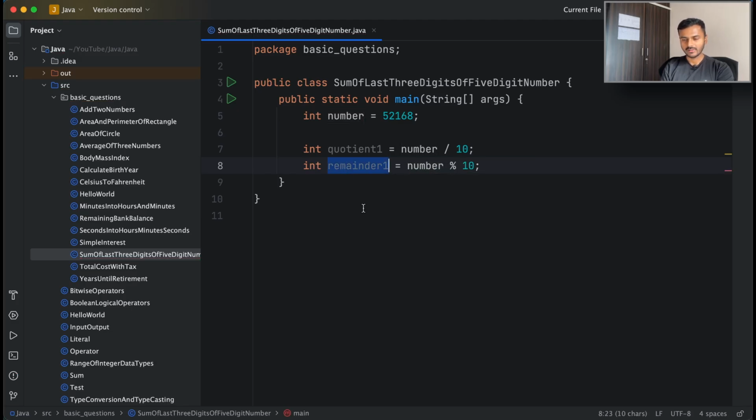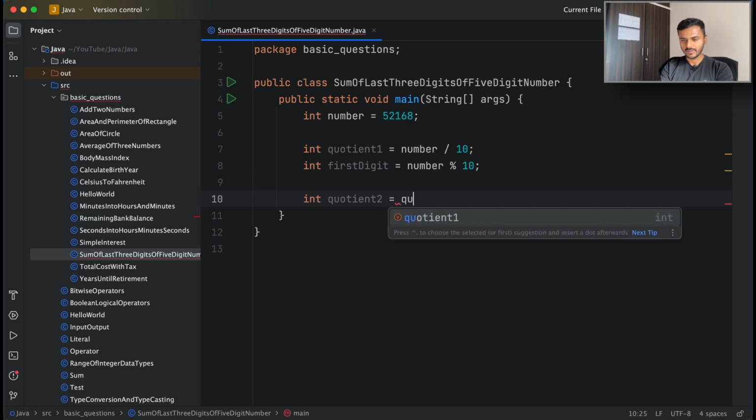Now this remainder 1 is going to give us the first digit. So let's rename this and let's say first digit. And we can keep quotient 1 as it is for now. So we've got first digit in this variable. Now for the second digit, what we will have to do is perform the same operation on quotient 1, right? So what we can do next is find quotient 2. And this quotient 2 will be quotient 1 by 10, right?